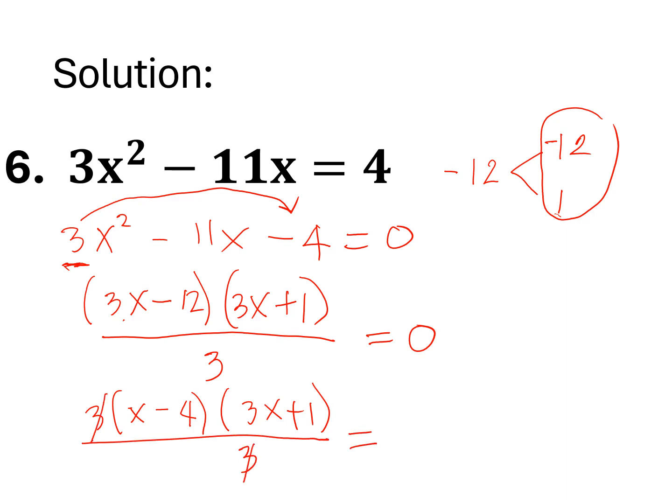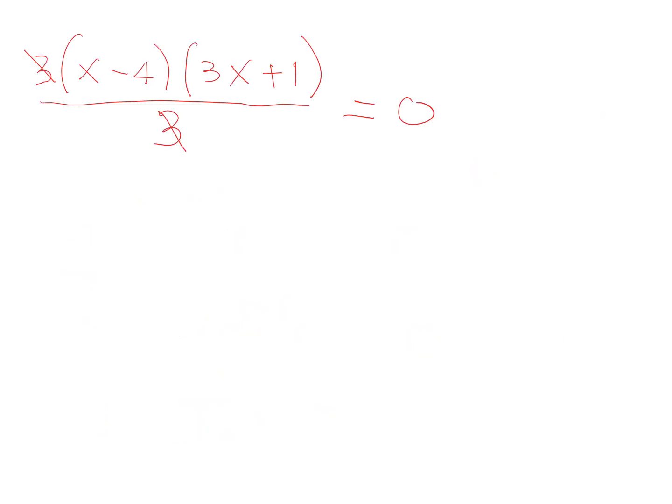So that is equal to 0. So we cancel 3 divided by 3. So that is equal to 1. So we have x minus 4, then 3x plus 1 equals 0. Now this is already written in factored form, so we can proceed by applying the zero product property.